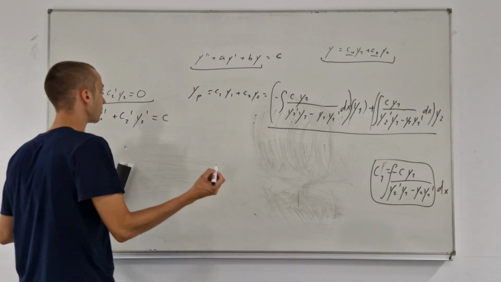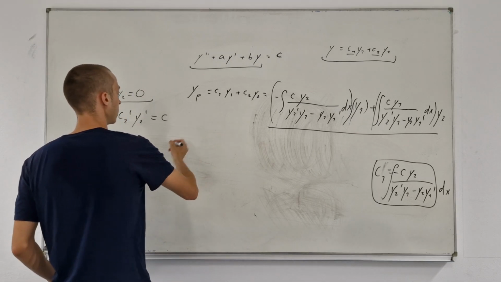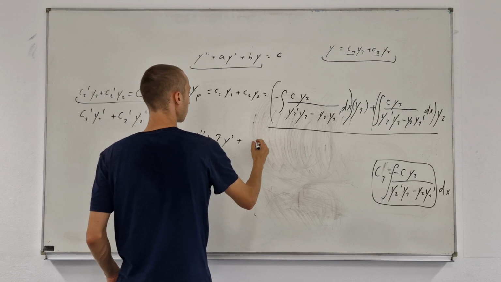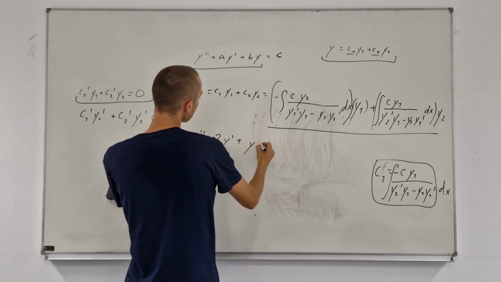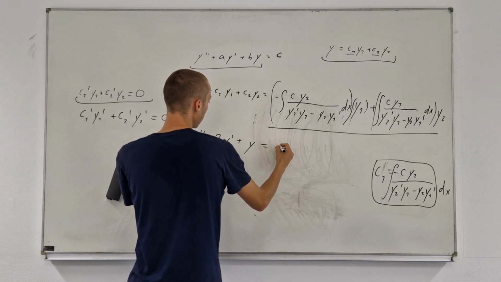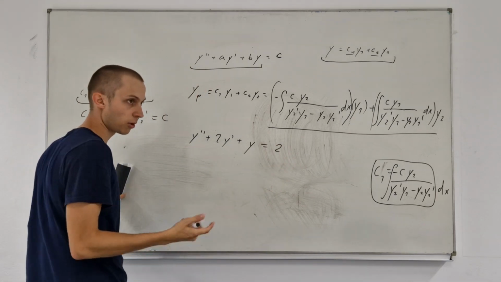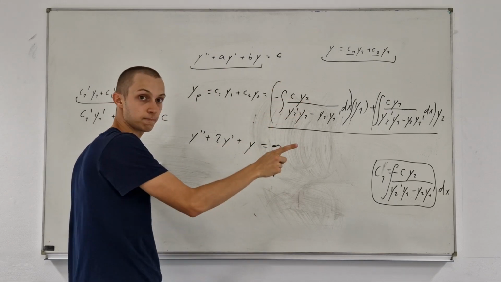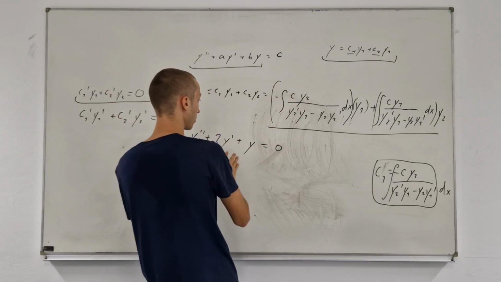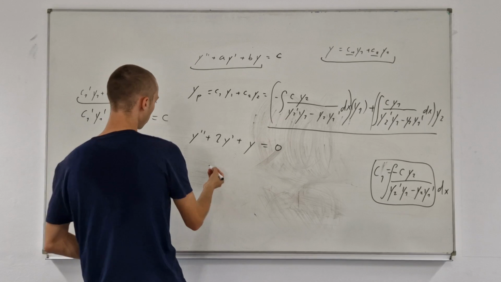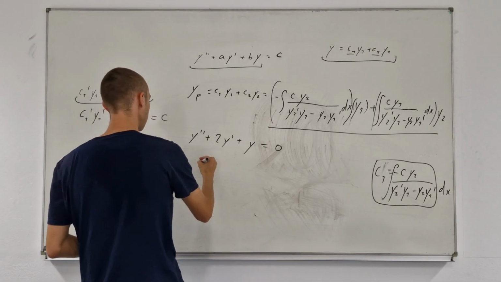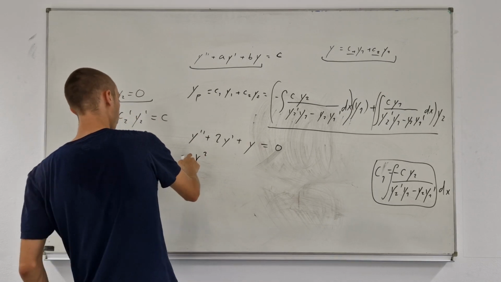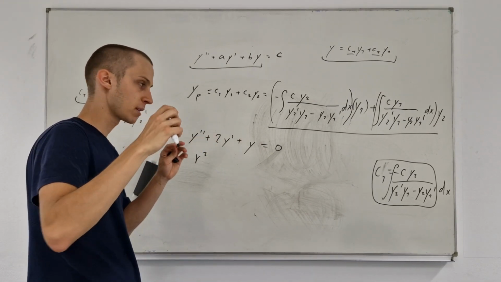For example, we could have y double prime plus 2y prime plus y equaling 2. But first I do the homogeneous version, so first I set the right side to 0 to solve for y1, y2. This equation is fine when I'm solving for y1, y2. And so I use the auxiliary equation, which is basically, when there's a second derivative, the square of r, and r will be used in a second.